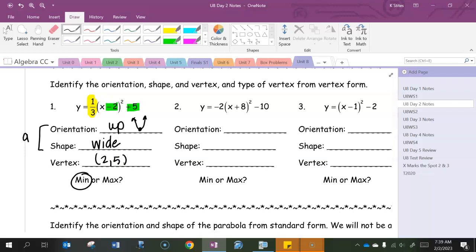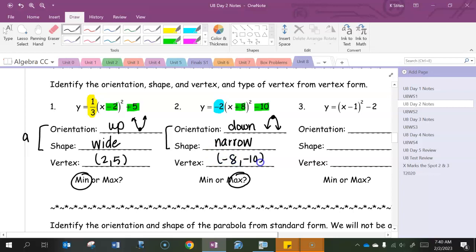All right, let's try it again. Okay, orientation and shape, this is your a value. Look at that number in front. Your a value is negative, so this is a down, which looks like this, which means we have a maximum. This is just a regular number more than 1. That means we're narrow. And for the vertex, you are changing the sign, keeping the sign. So this will be -8, -10.